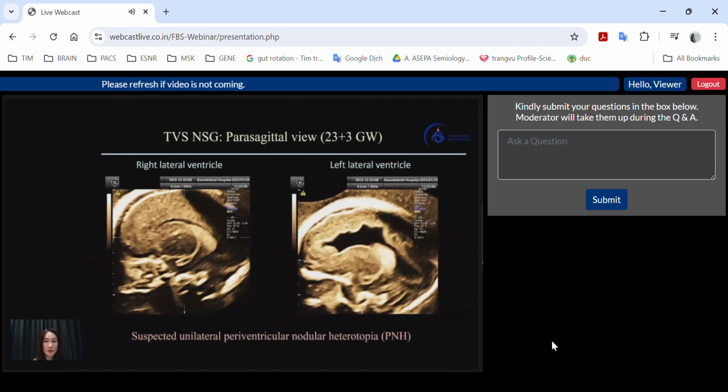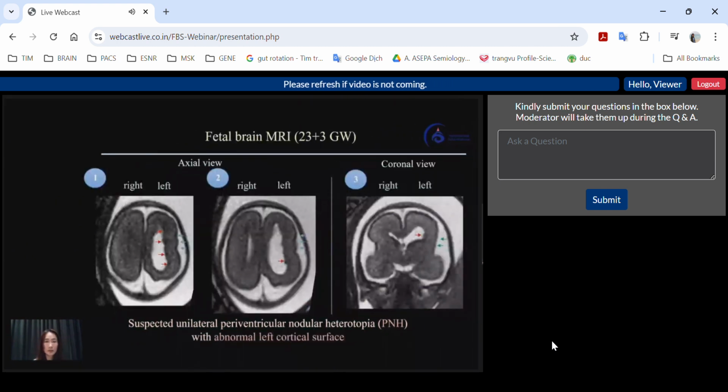In these parasagittal views, you can see both sides of the lateral ventricles. The right lateral wall is smooth, while the left side is enlarged and bumpy with increased echogenicity, suggesting periventricular nodular heterotopia (PNH). We requested a fetal MRI to confirm the diagnosis.